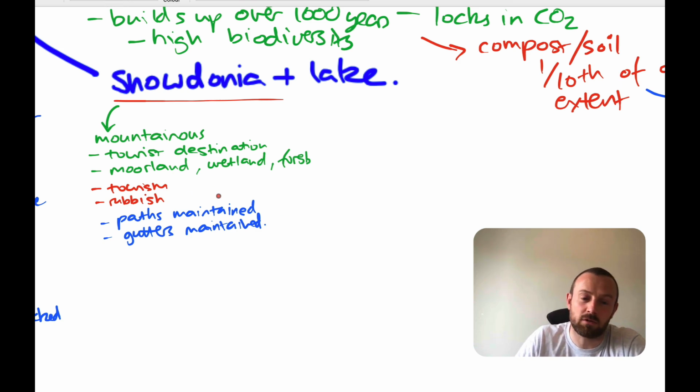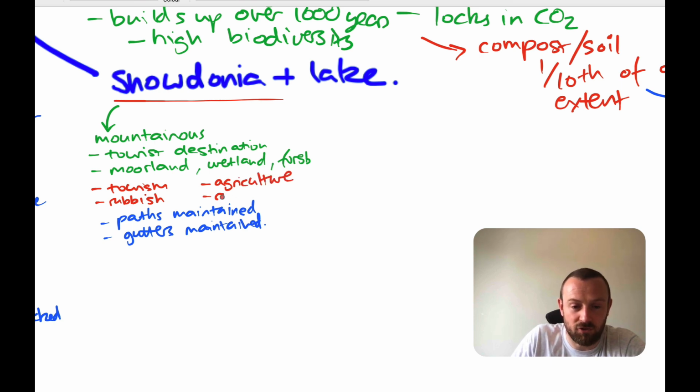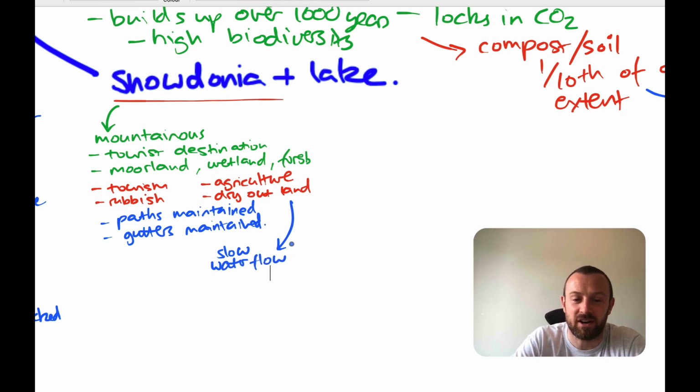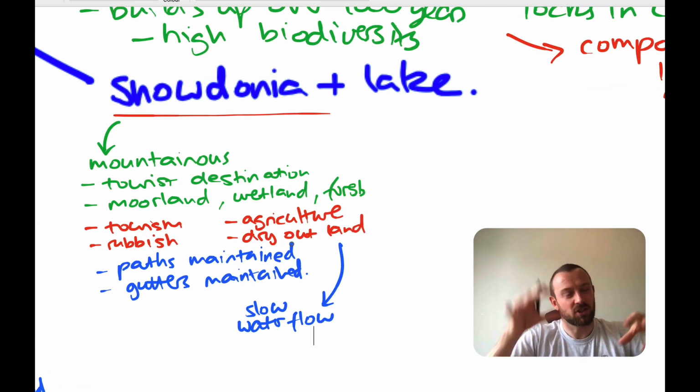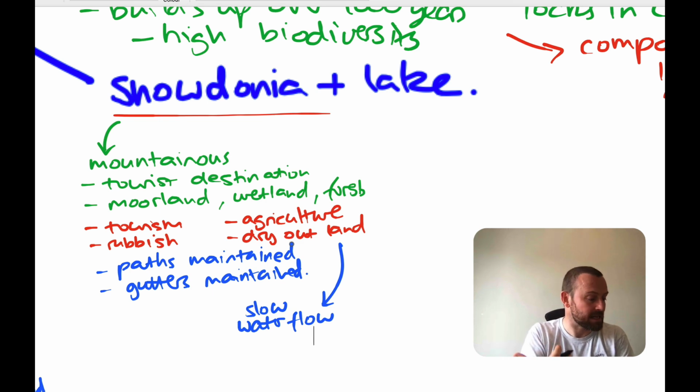There's also a bit of a conflict with agriculture. Farmers often seek to dry out the land by digging drainage ditches and stuff like that. But we can do things to slow water flow to maintain the moisture in the land. For example, they can put hay bales in drainage ditches or block them with logs, which allows water to trickle out, but more slowly, to maintain the moisture in the land.